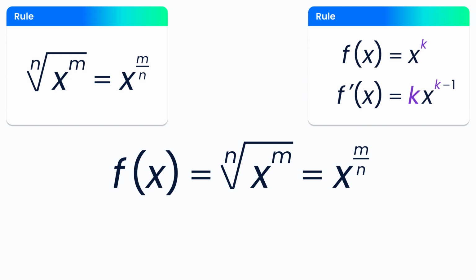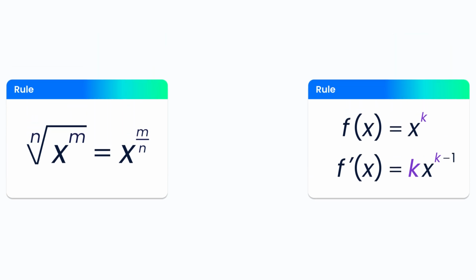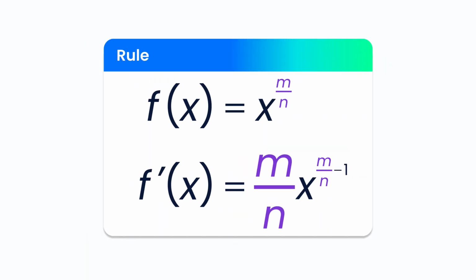To keep from mixing up the n's in the power rule and the differentiation rule, we've used k to represent the constant in the differentiation rule this time. If you substitute m over n with k in the differentiation rule, you have adapted the rule to this purpose. You now have the rule for a function of the form f of x equals x to the power of m over n, the derivative f prime of x equals m over n times x to the power of m over n minus 1. Like before, notice that the m over n appears as a coefficient in front of the power function.